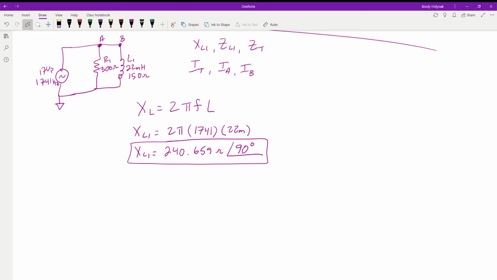Now we need to find the total impedance of this inductor, because remember we have the winding resistance. So the total impedance of inductor 1 is 150 plus J of 240.659.